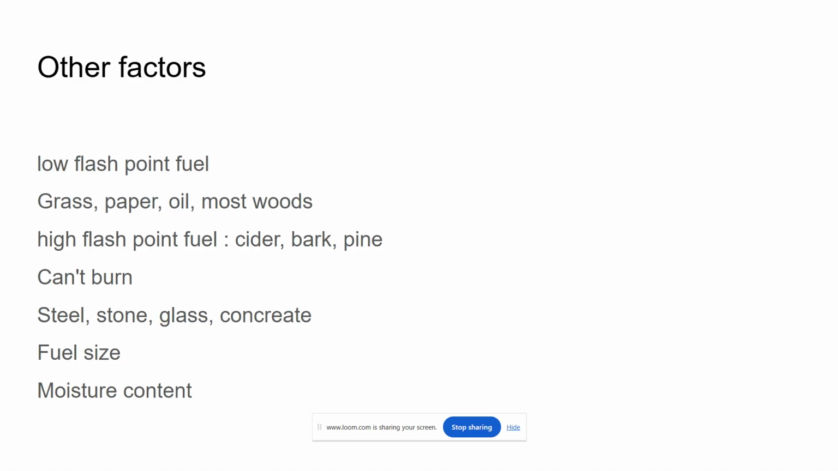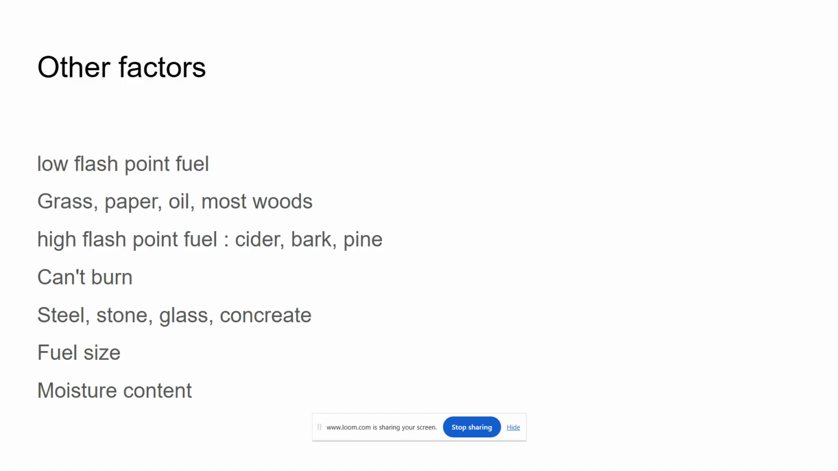Higher flash point fuels such as cedar, bark, or pine, or some cooking oils, burn a lot longer. It takes a lot more energy for them to start burning, but when they do start burning, they burn for a lot longer.